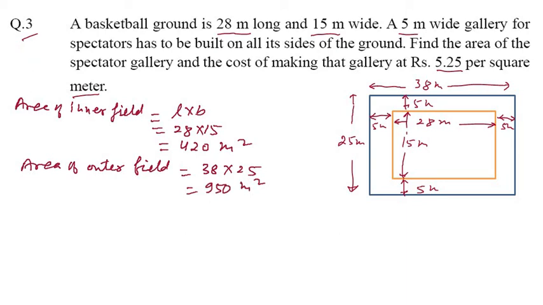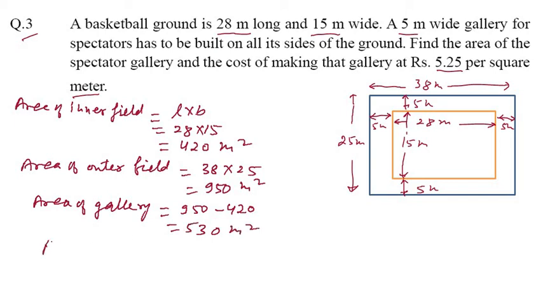Now multiply this. So we get outer area, it is 950. So area of gallery we can find here. Area of gallery only. It is the outer area, 950, minus inner area, that is 420. So subtract this, 0 minus 0 is 0, 5 minus 2 is 3, and 9 minus 4 is 5. So 530 meter square.